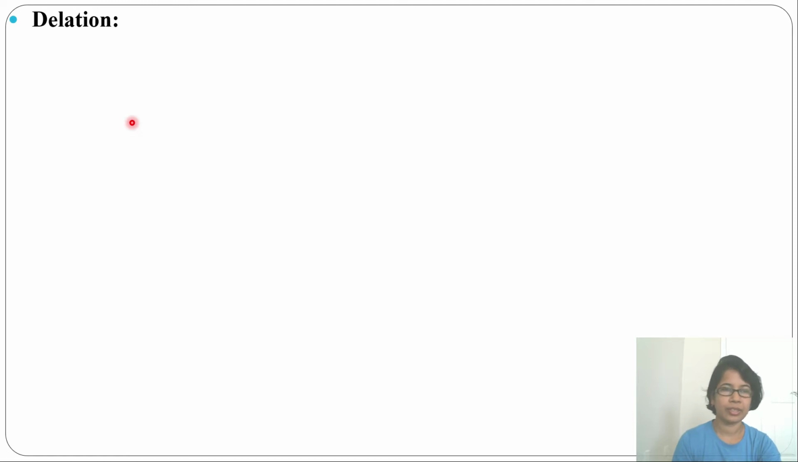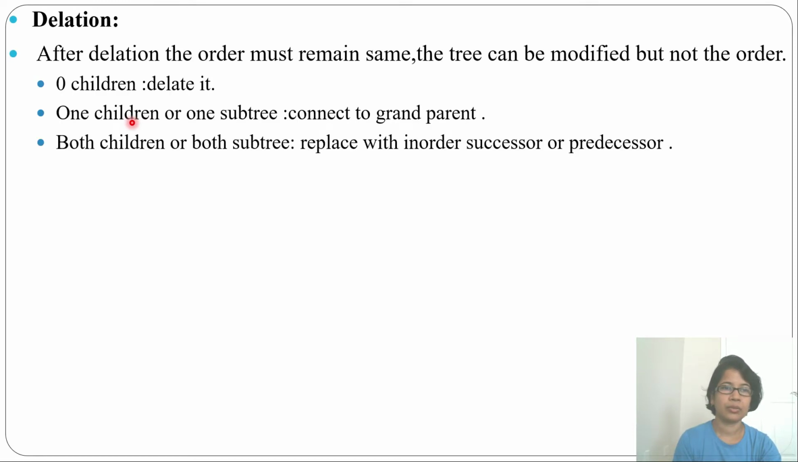Next we will do deletion in BST. After deletion the order must remain the same, the tree is modified but not the order. It means after deletion it should still be a BST. Okay, so the order means left child, root and right child, that order should be the same. So there are three cases. If it has 0 children, that is, it is a leaf, then simply delete it.